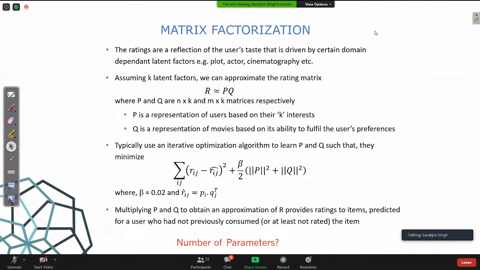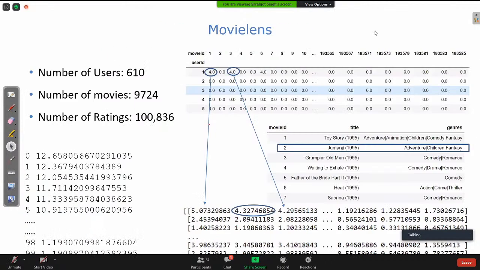So how do we do this? Essentially, like I said, we are approximating our rating matrix by multiplying P and Q transpose. We are minimizing this function here, which is our sum of squared errors, and we are filling in these two matrices P and Q. We are estimating what the value should be inside there to achieve this prediction. And let's look at an example.